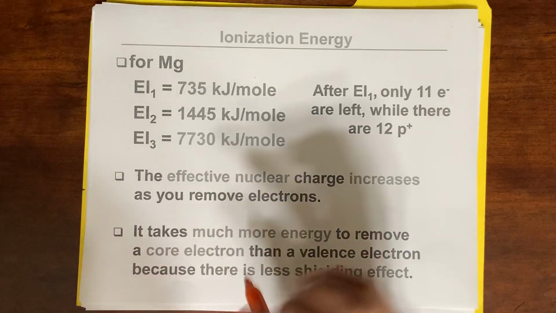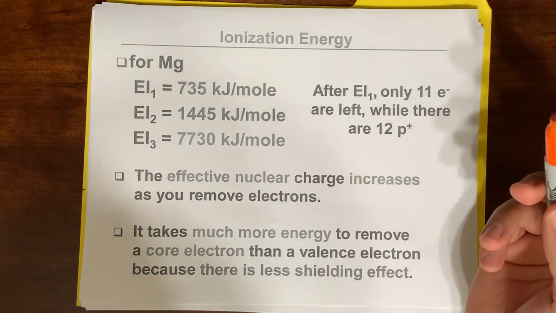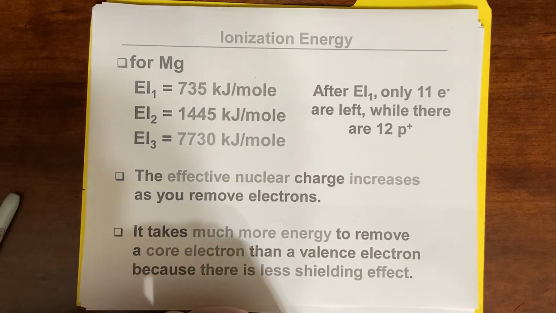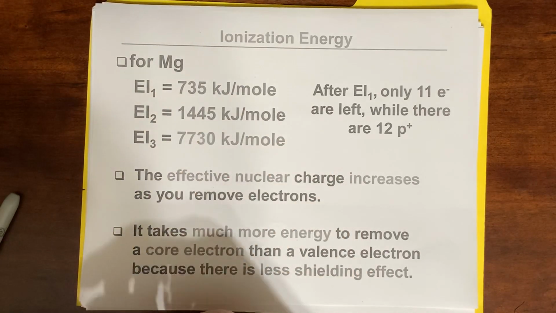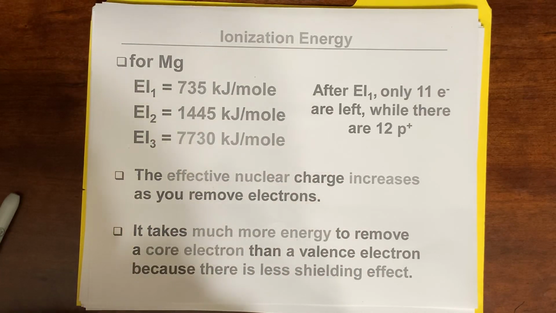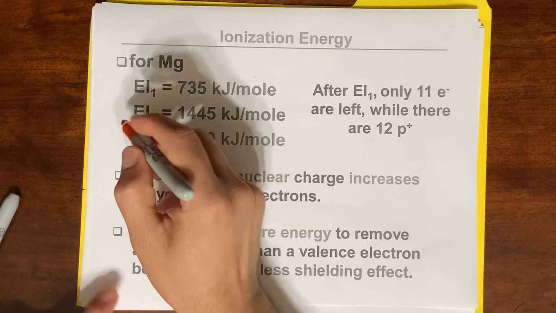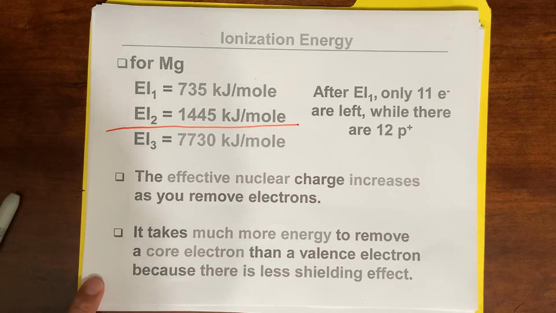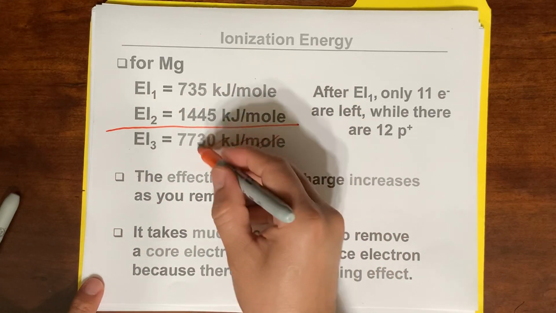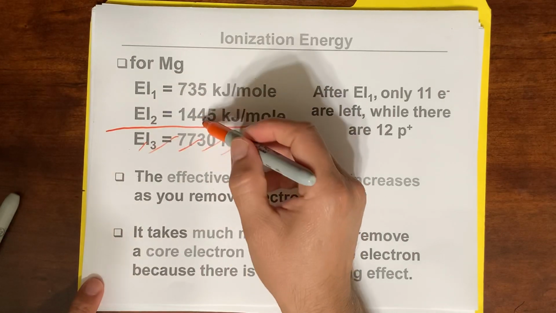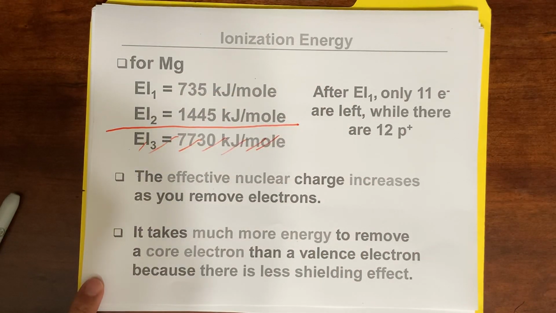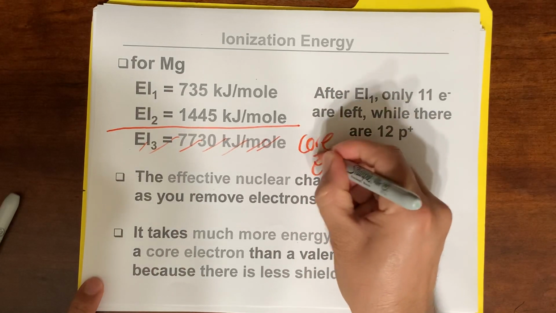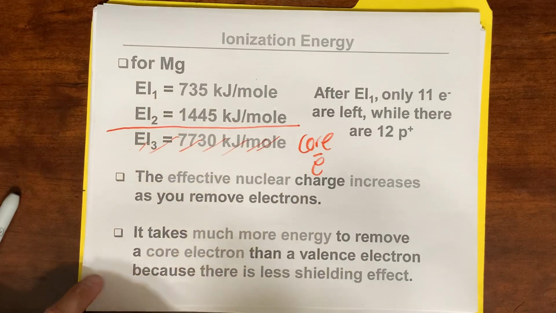Here, the first ionization energy for Mg is 700, the second is double the first one, 1400, but the third one is way bigger than the second or the first one. So I'm going to say that there is a jump, and the jump happened here. So I will say cross this one. I see 1, 2. That means I have 2 valence electrons, and this ionization energy belongs to a core electron.